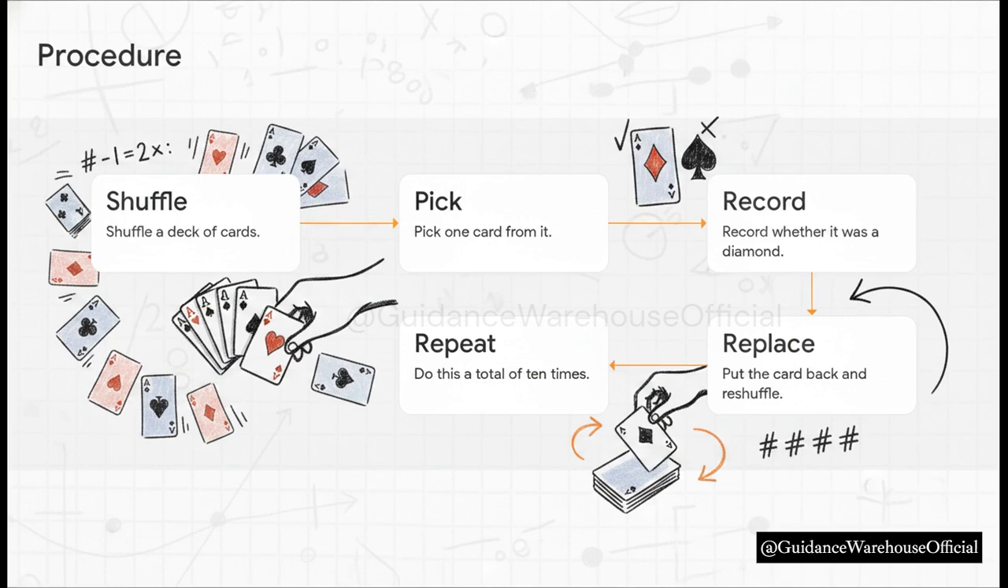And 4, and guys, this is absolutely crucial, put the card back and reshuffle. We have to replace it so the starting conditions never ever change. We'll repeat this exact process 10 times. Let's call our main variable X. So X is just the total number of diamonds we pulled across those 10 tries.